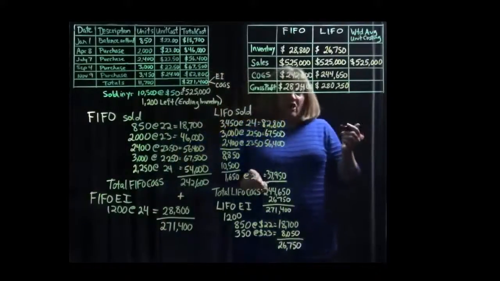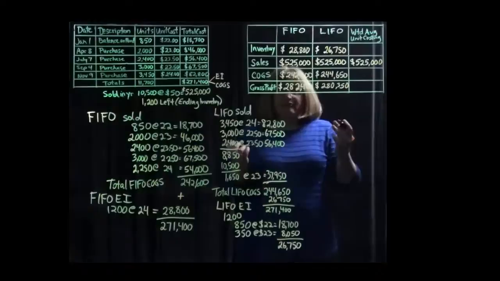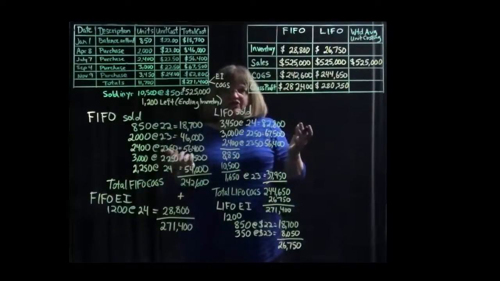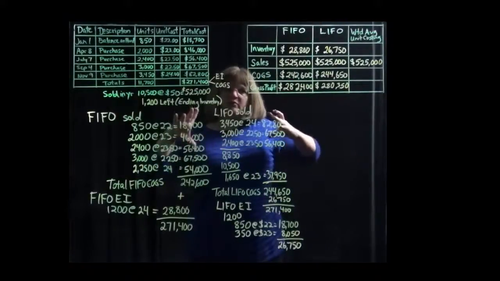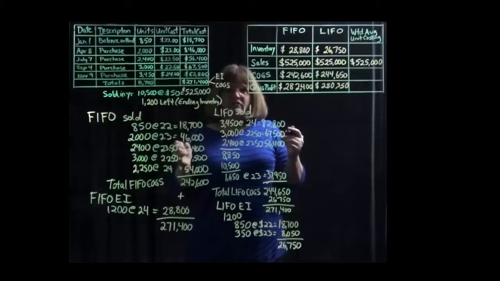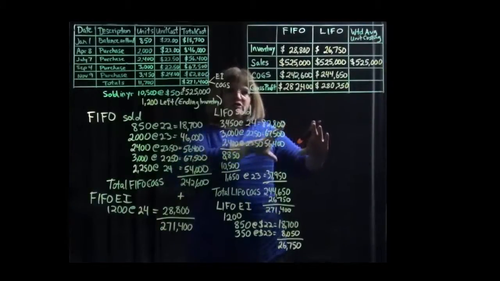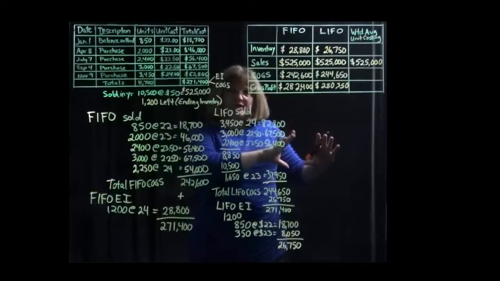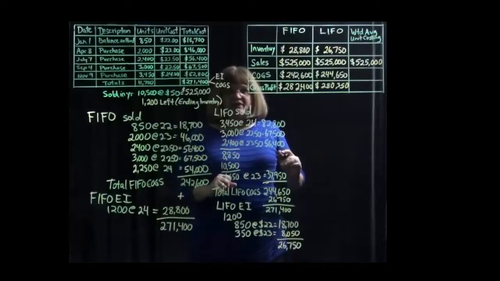Weighted average unit cost, we calculate, first of all, an average unit cost that is weighted according to how many we bought of each at each different price level. And we multiply that times the quantity sold to get the cost of goods sold, and we multiply that same average unit cost by the quantity on hand to get the ending inventory.